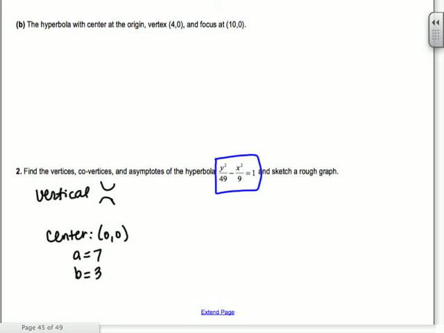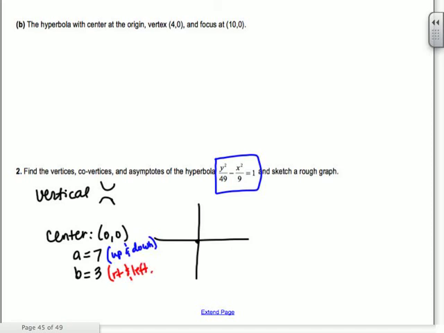So when we sketch it out, we start at 0, 0. A squared was underneath y squared, so A is telling you up and down, because it was under y. B is telling you right and left.